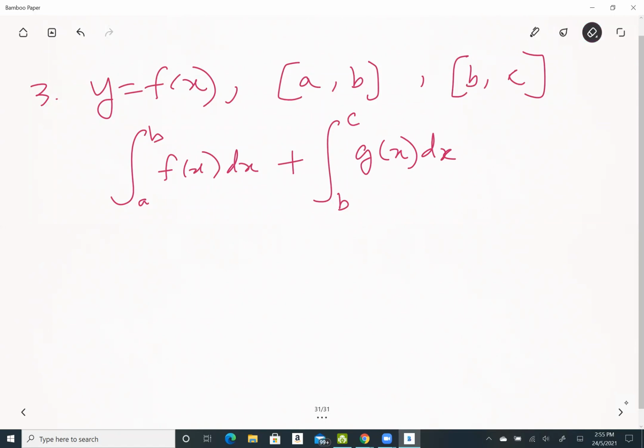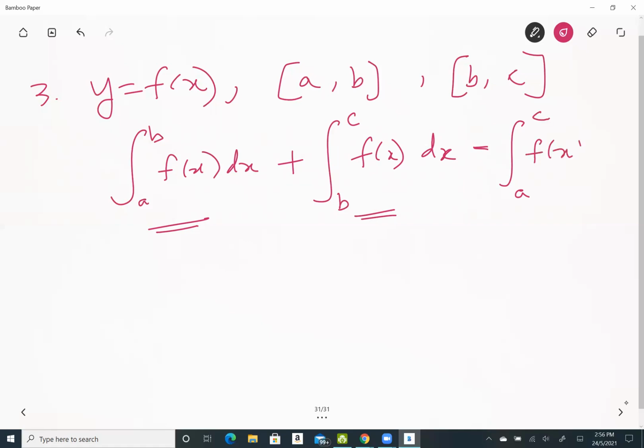Okay, same function. I'm sorry. The integral of f of x dx, and that is equal to, you don't have to find two integrations. So what you do, you integrate from a to c of the function. So you can do only one integral from the first point to the last point of the second interval.